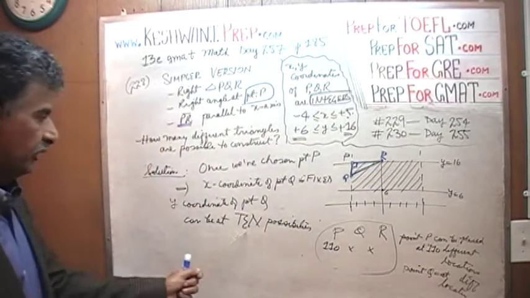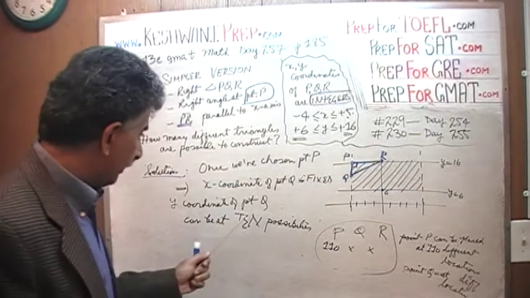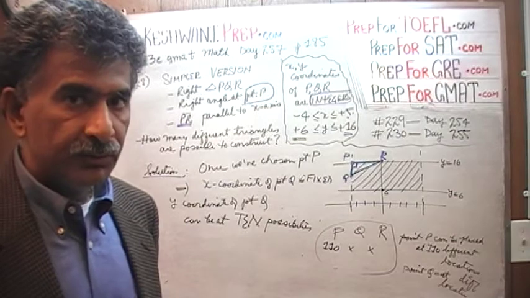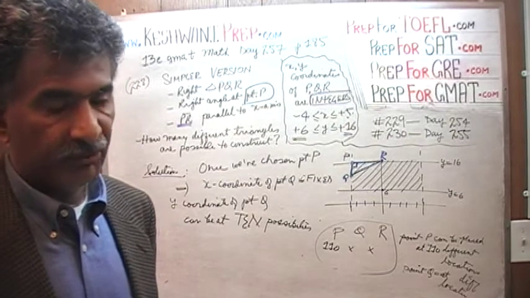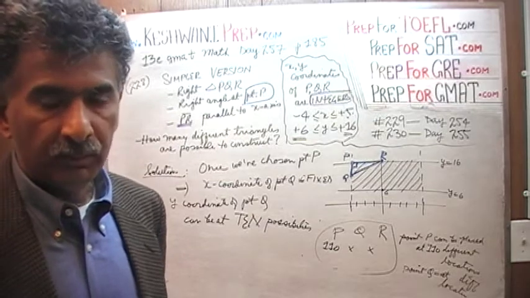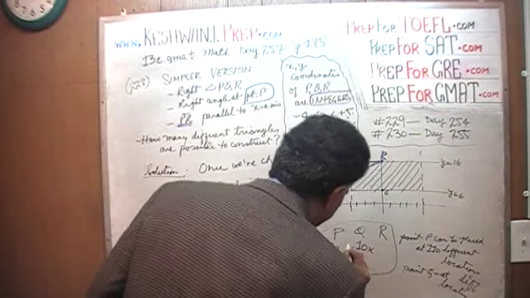The y coordinates of point P can be at 10 different locations. The y coordinate of point Q can be at 10 different locations. The x coordinate of point Q is not a matter of choice. It's been fixed automatically. As soon as we choose point P, the x coordinate of point Q is already chosen. So for Q, we have only 10 choices.